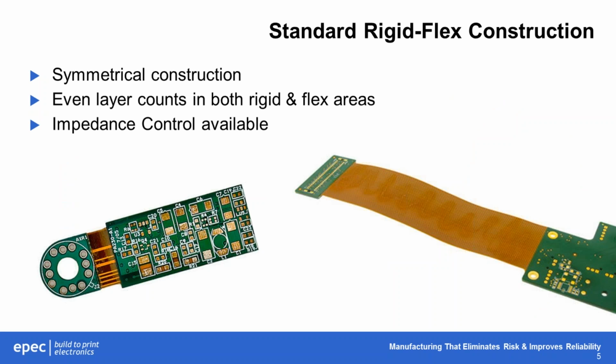So to start off and give us a base for this webinar today, a standard rigid flex construction is loosely deemed to be one that has a symmetrical construction, i.e. the flex layers are located in the center of the construction. Even layer counts in both the rigid and the flex layers, and the design does allow for impedance control.